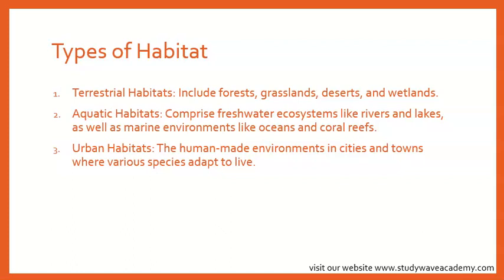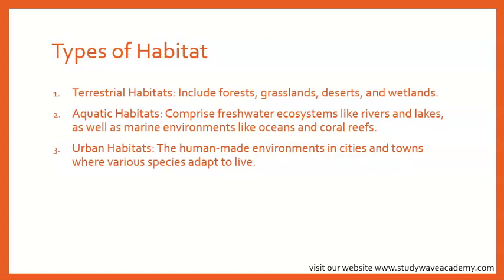Wetlands are like nature's water playground. You can find them near lakes, rivers. Wetlands provide a home for many types of animals like ducks, frogs. Another type of habitat we have is aquatic habitats. They comprise freshwater ecosystems like rivers and lakes, as well as marine environments like oceans and coral reefs.